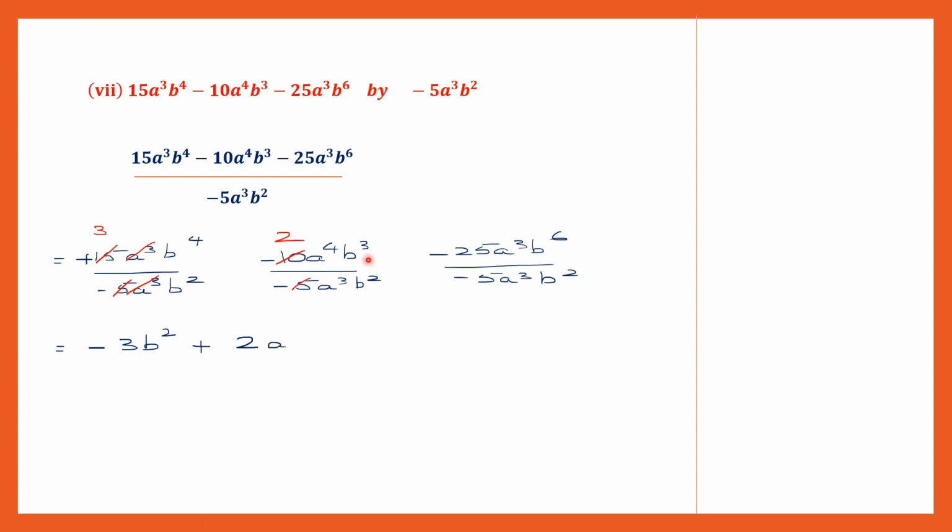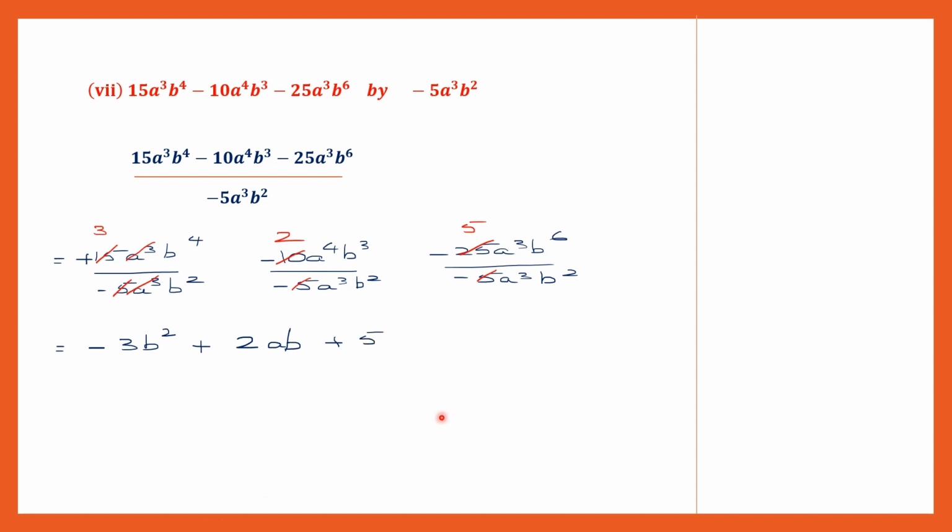And then let's go to b. b to the power of 3 minus 2 is b to the power of 1, or simply b. Now let's go to the last one. Minus into minus is plus. The sign is plus. Let's take the numbers. 5 ones are 5, 5 fives are 25. So the number is 5.